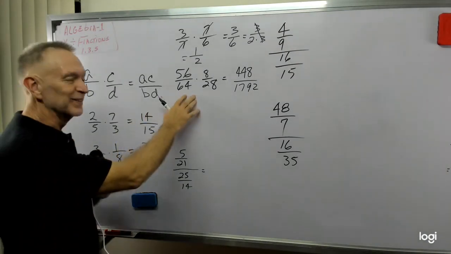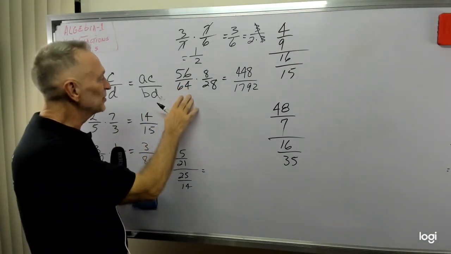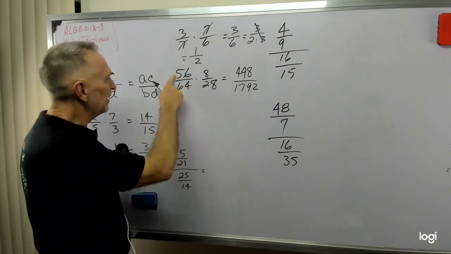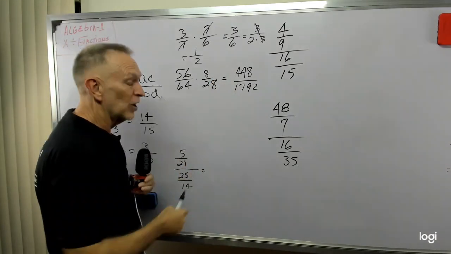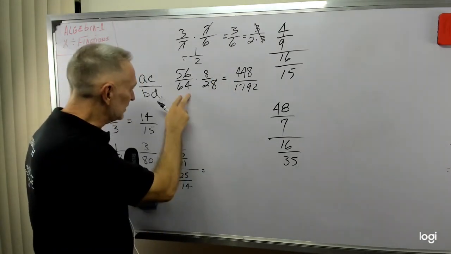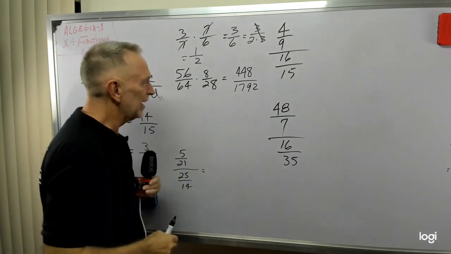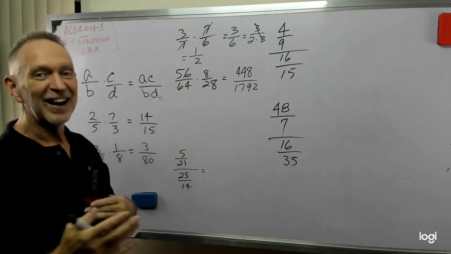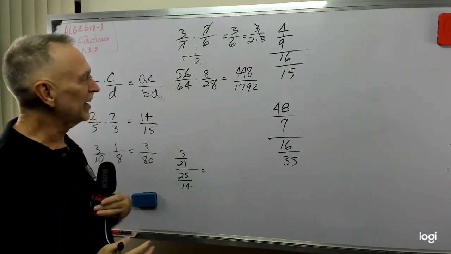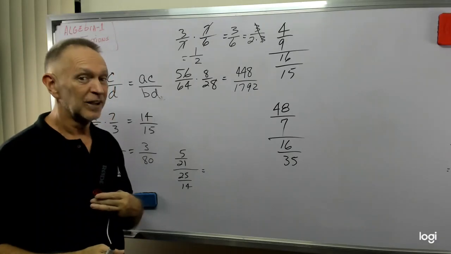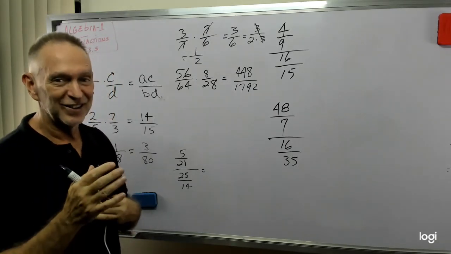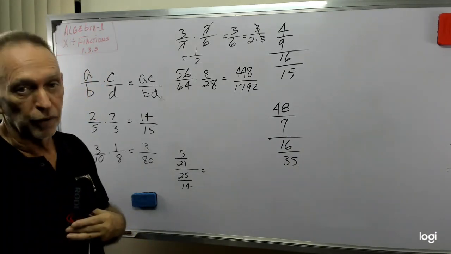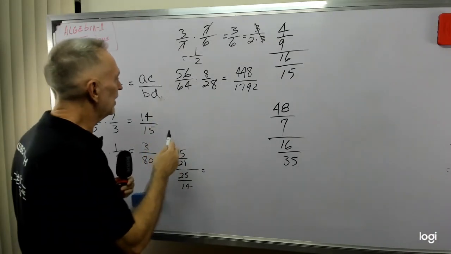What about this one? 56 over 64 times 8 over 28. Well, if you multiply 56 times 8, you get 448. 64 times 28 gives me 1,792. So I have this big fraction, 448 over 1792. Now, if you take your calculator and you divide that, you'll get 0.25 or 1/4. But is there a different way to do that?